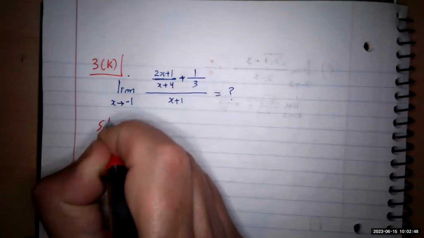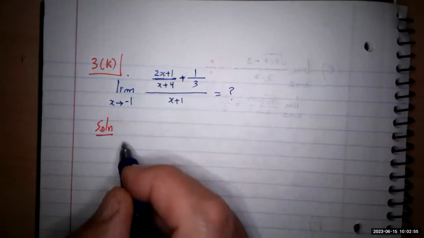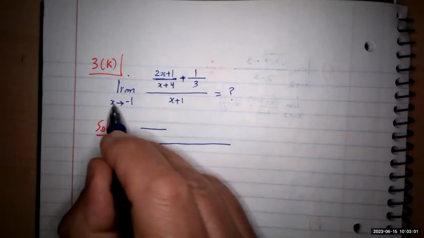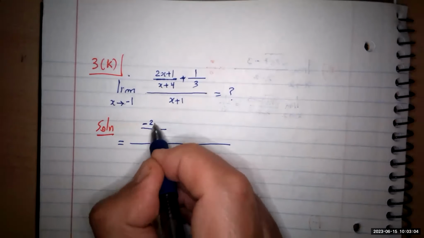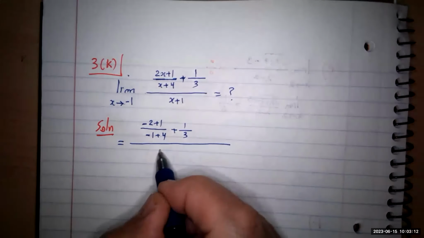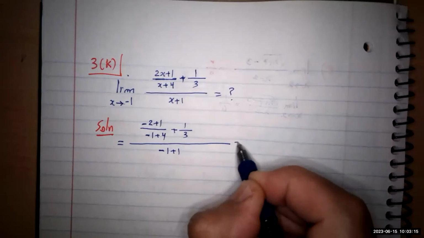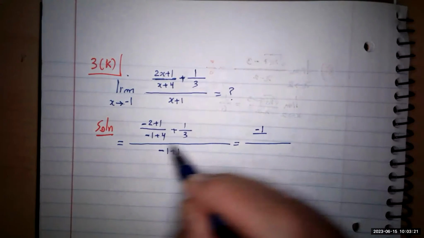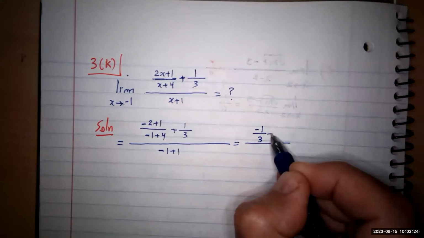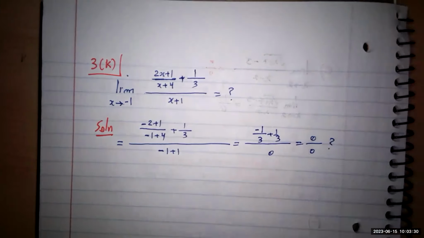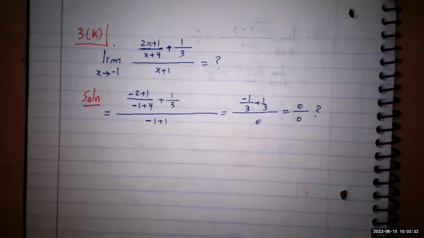Check to see it's going to be 0, 0. So I just substitute directly to confirm it. I put the -1 here, so that gives me -2 plus 1. That gives me -1 plus 4. And this is a plus 1/3. And over here, I get the -1 plus 1. So on the top, I have a -1, a +3 here, and the plus 1/3. As you can see, I have a 0, 0. That's it. Nice.